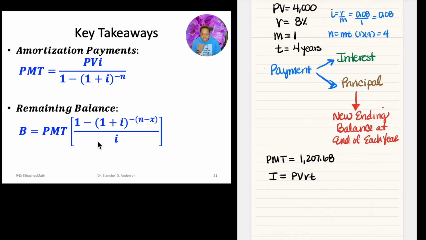I hope that this was helpful, because I really want people to know what's going on. You might not like the math or understand the math, but at least now you kind of have an idea of, okay, this is what's going on with my mortgage, my car payment, school loans, whatever.